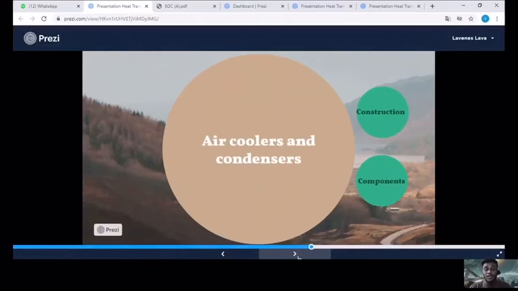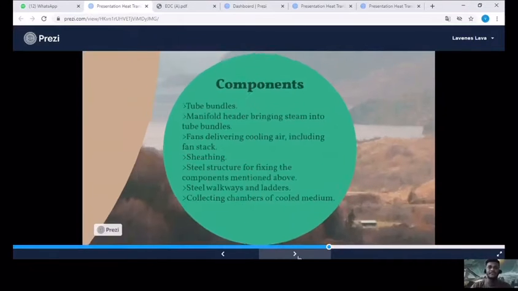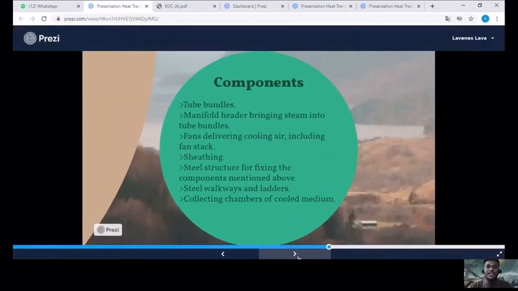Let us see about the components used in air coolers and condensers. The components used in the ACC are tube bundles, manifold header bringing steam into tube bundles, fans delivering cooling air including fan stacks, steel structure for fixing the components mentioned above, steel walkway and ladders, and collecting chambers of cooled medium.